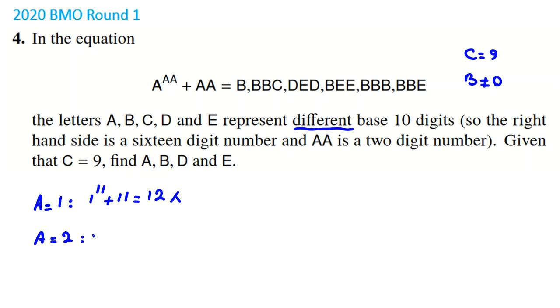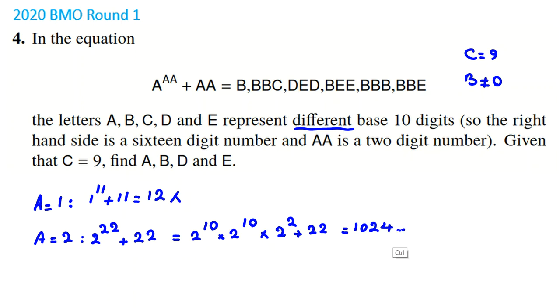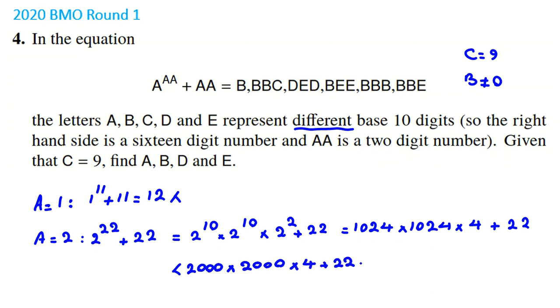If A is 2, 2 to the 22 plus 22. It will be around what? Let's write 2 to the 10 times 2 to the 10 times 2 squared plus 22. 2 to the 10 is 1024, times 1024, times 2 squared which is 4, plus 22. So we can say it is less than, instead of 1024, we write 2000: less than 2000 times 2000 times 4 plus 22.